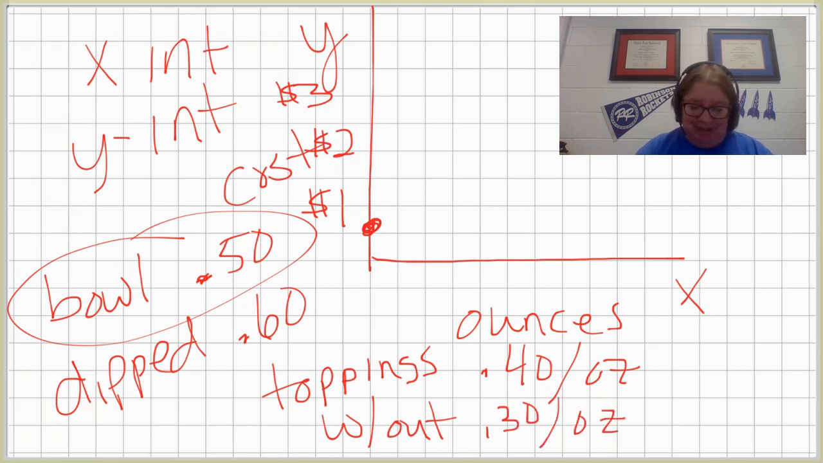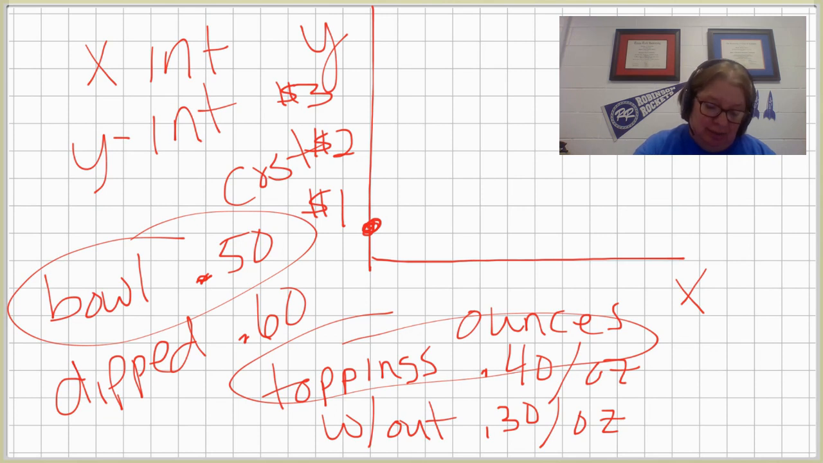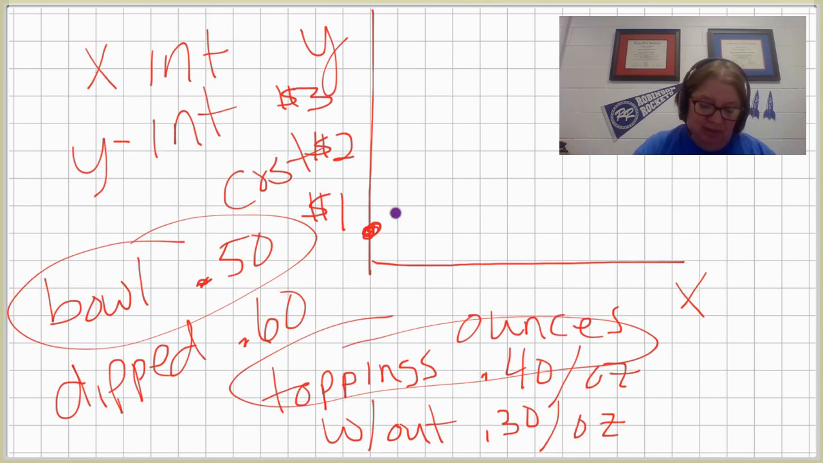So what do we want? I think we need toppings, right? 40 cents an ounce. So at 1 ounce, this is 50 plus 40 is going to be 90. It doesn't like me to make little dots there. There we go. This is 1. At 2 ounces, we're going to add 40 more cents, so that'd be $1.30, and so on. 3 ounces, add 40 more cents.